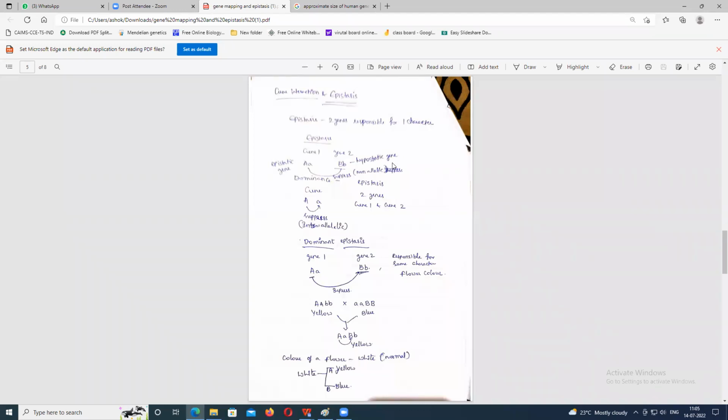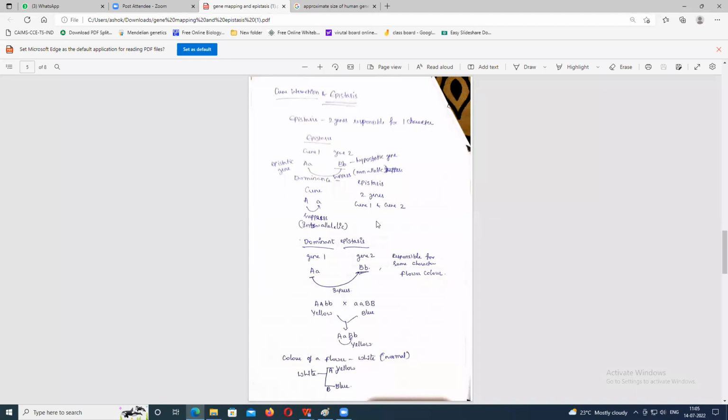In epistasis, you have a total of 5 types: dominant epistasis, recessive epistasis, double dominant epistasis, double recessive epistasis, and dominant recessive epistasis. So total 5 types are there. Coming to dominant epistasis.